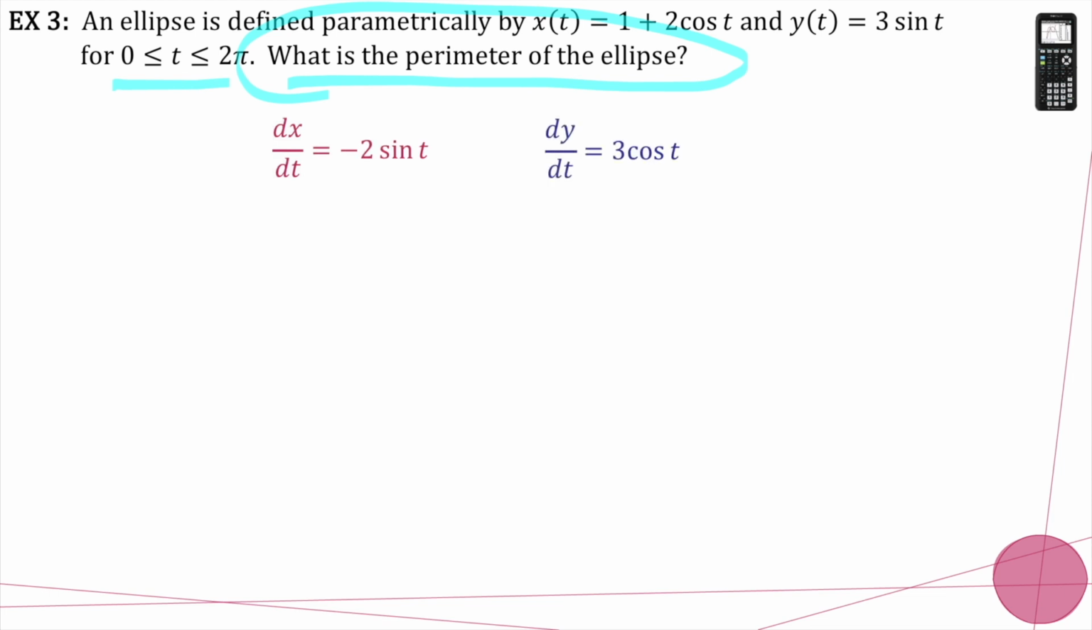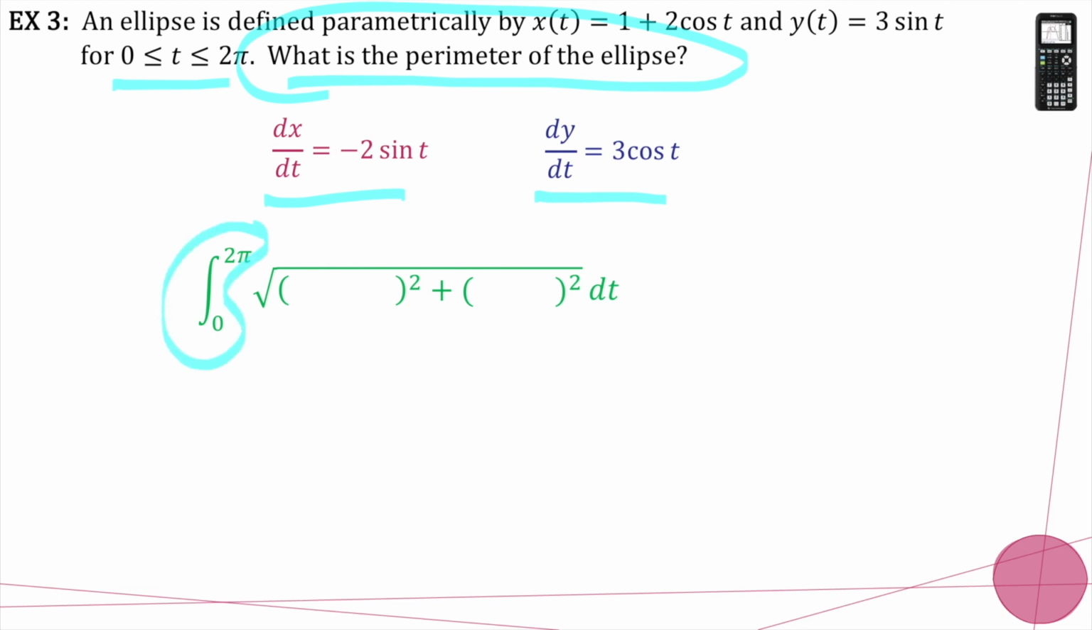So we'll find the derivative of our x component and the derivative of our y component. Same thing, we're going to integrate from 0 to 2 pi: the derivative of our x component squared, the derivative of our y component squared, add them together, take the square root, and the perimeter of our ellipse is 15.865.